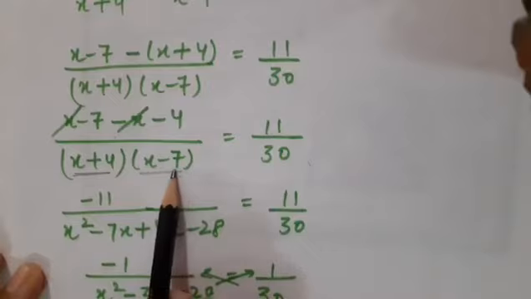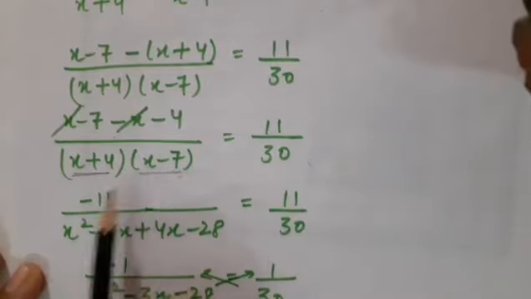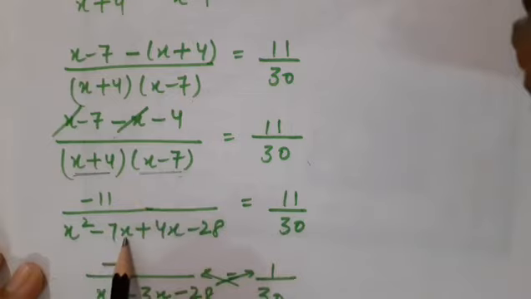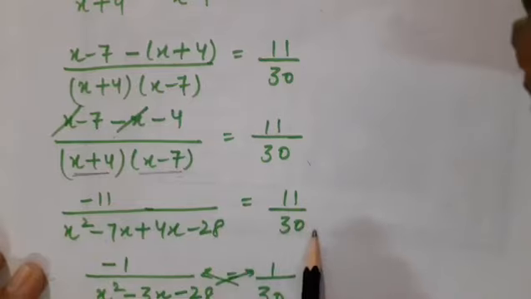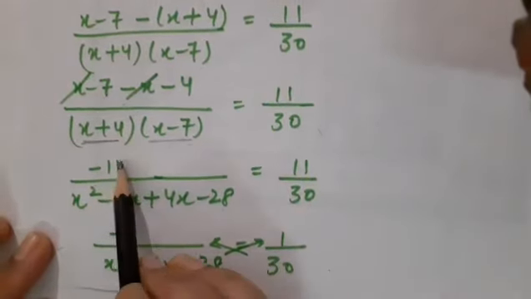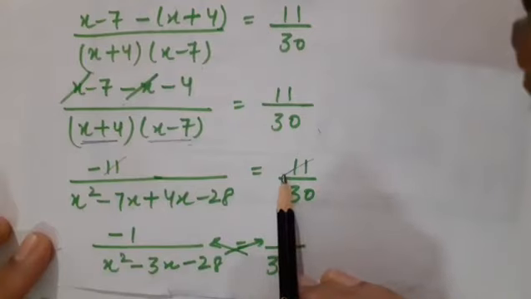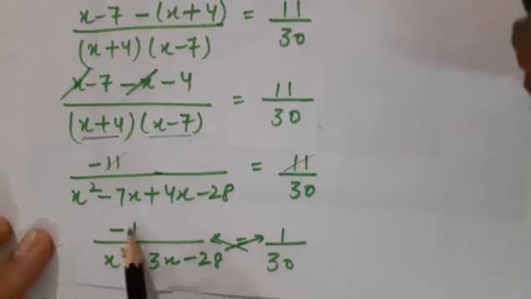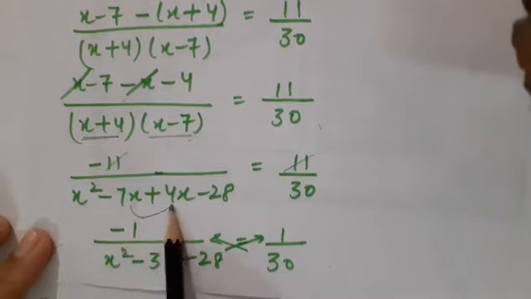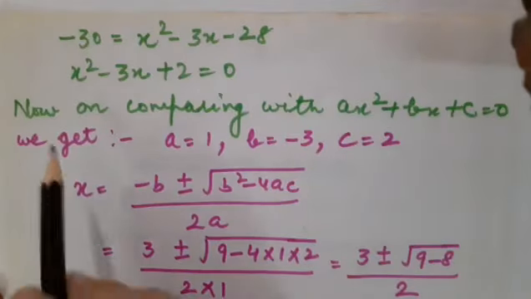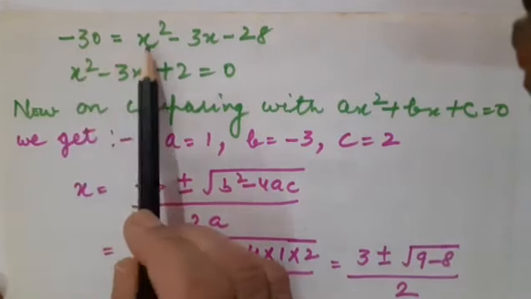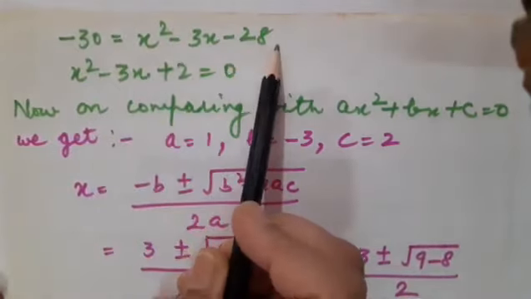Now I am going to multiply both of these expressions. So x into x will become x square. This would become minus 7x plus 4x and minus 28 is equal to 11 upon 30. So children, see, this 11 and 11 both are going to be cancelled. Fine. So after simplifying, I have got minus 1 upon x square minus 3x minus 28 is equal to 1 upon 30. Now while cross multiplying, I have got minus 30 is equal to x square minus 3x minus 28.